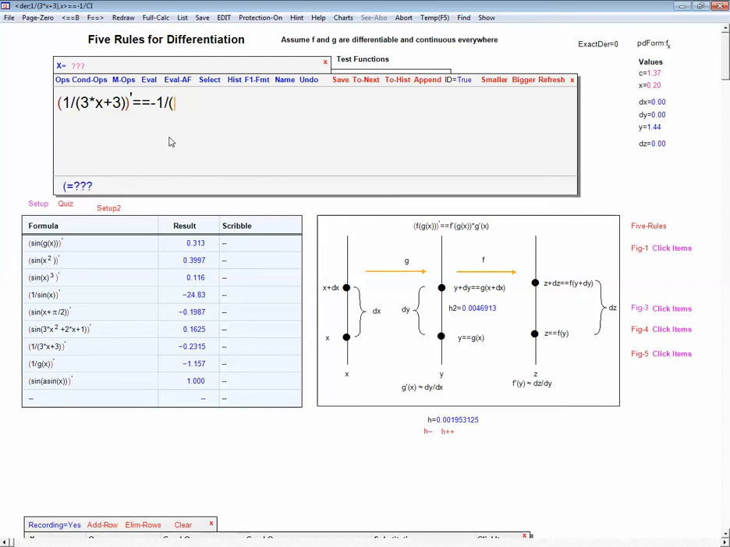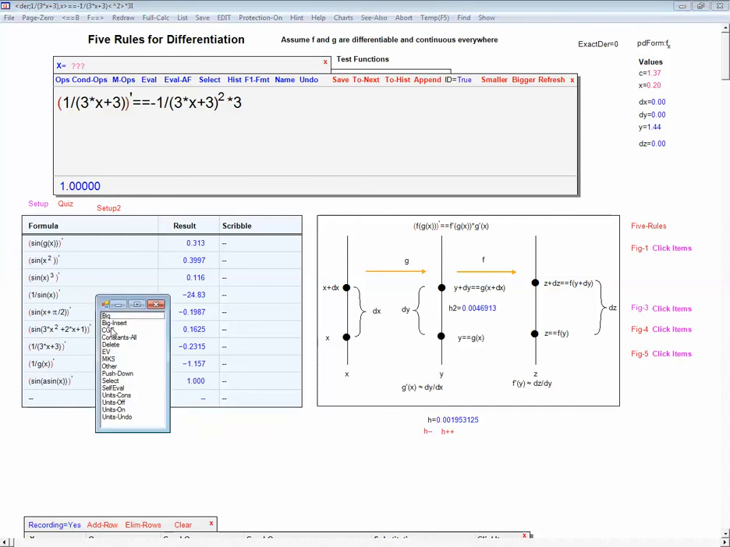But I'm going to do it like this. We know that that's the same as putting it on the bottom, times x plus 3, and we want to square it because that's a minus 2. And then we want to differentiate the inner function, and that's just 3. And we get our 1, so I haven't made a mistake there.